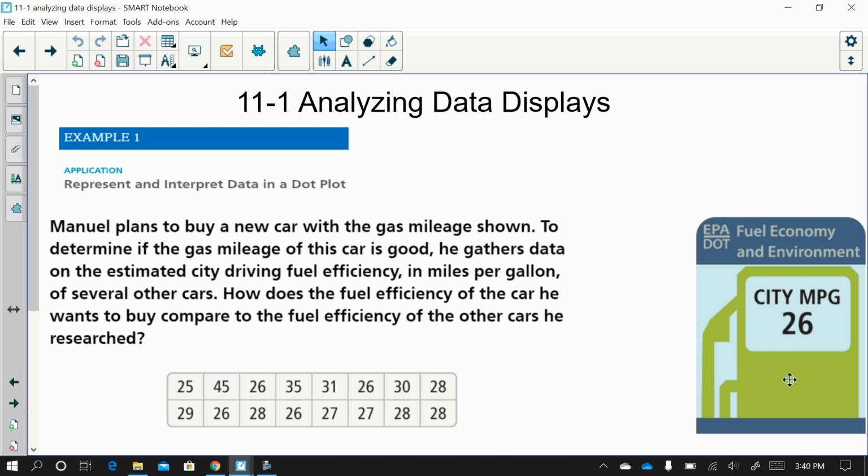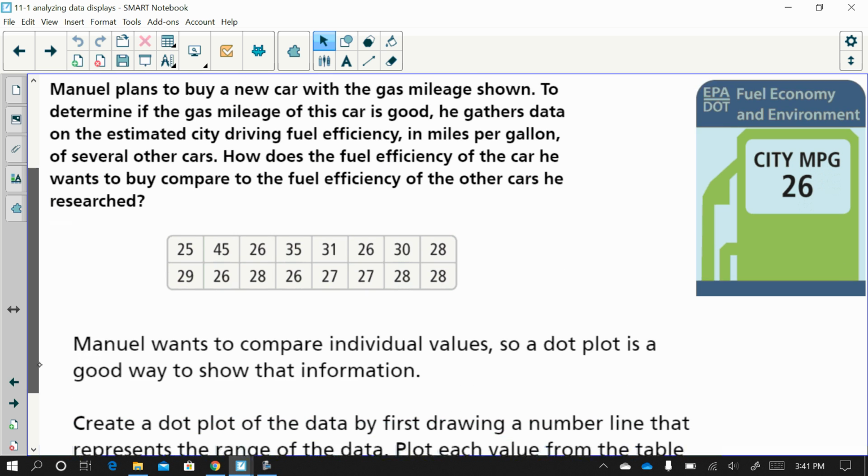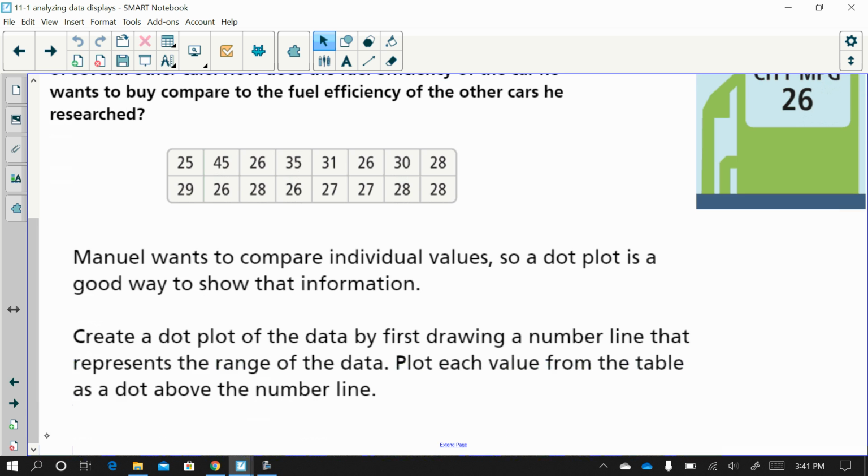Example 1: Manuel plans to buy a new car at the gas mileage shown. To determine if the gas mileage of this car is good, he gathers data on the estimated city driving fuel efficiency in miles per gallon of several other cars. How does the fuel efficiency of the car he wants to buy compare to the other cars he researched? Our car has an MPG of 26, and we have this data on a whole bunch of other cars. Manuel wants to compare individual values, so a dot plot is a good way to show that information. So we're going to make a dot plot of this data.